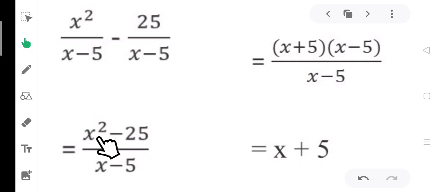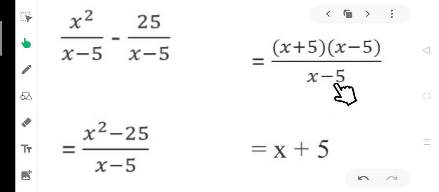And since the numerator x squared minus 25 is the difference of two squares, we can factor this polynomial. So the factors are x plus 5 and x minus 5. For x squared, we have x times x, and for negative 25, we have 5 times negative 5. Okay, now just copy the denominator x minus 5.